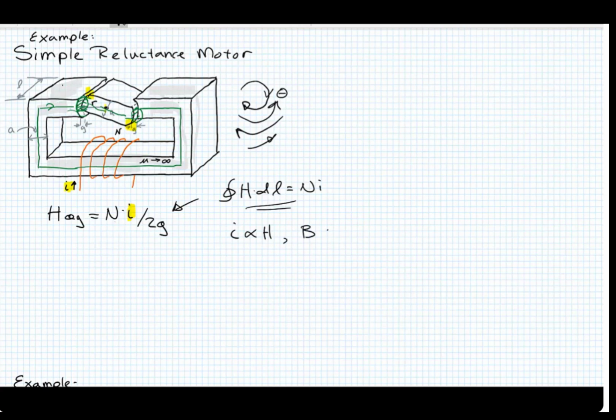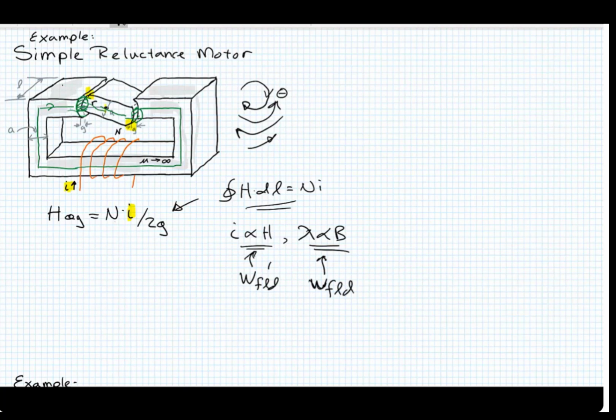But B, or flux, is proportional to B. So if I have a problem where I've been given current, I know I'm going to use co-energy. If I have a problem where I'm given flux, I know I'm going to use energy.